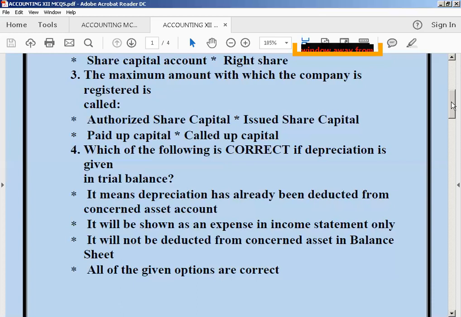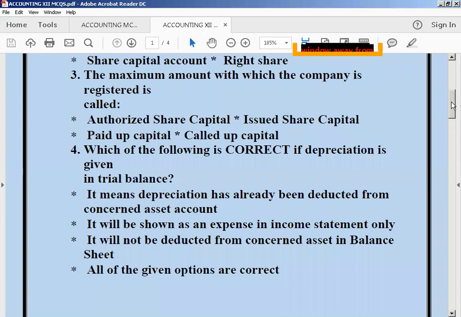You must know when we record depreciation in the trial balance: before deduction, after deduction, in both the ways, or is it just related to your asset account. So here I would like to share with you that depreciation is the reduction in the value of fixed assets.